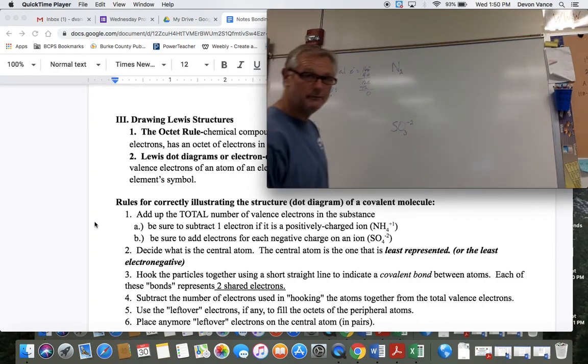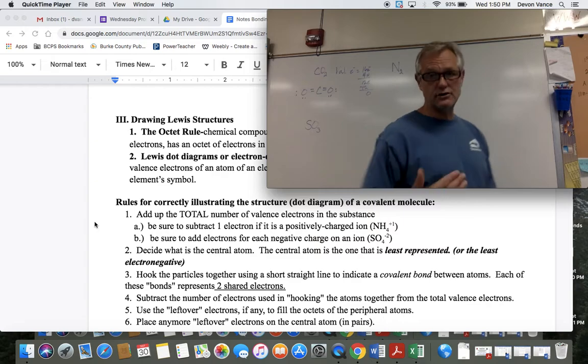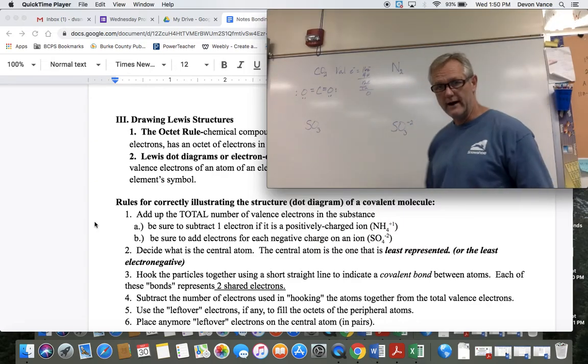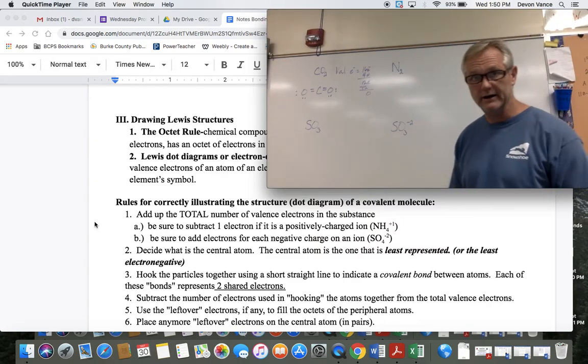I have nitrogen up here. Now this time it's a little different. Nitrogen's bonded with nitrogen. So do I have a central element? It's the same element. How many do I have?